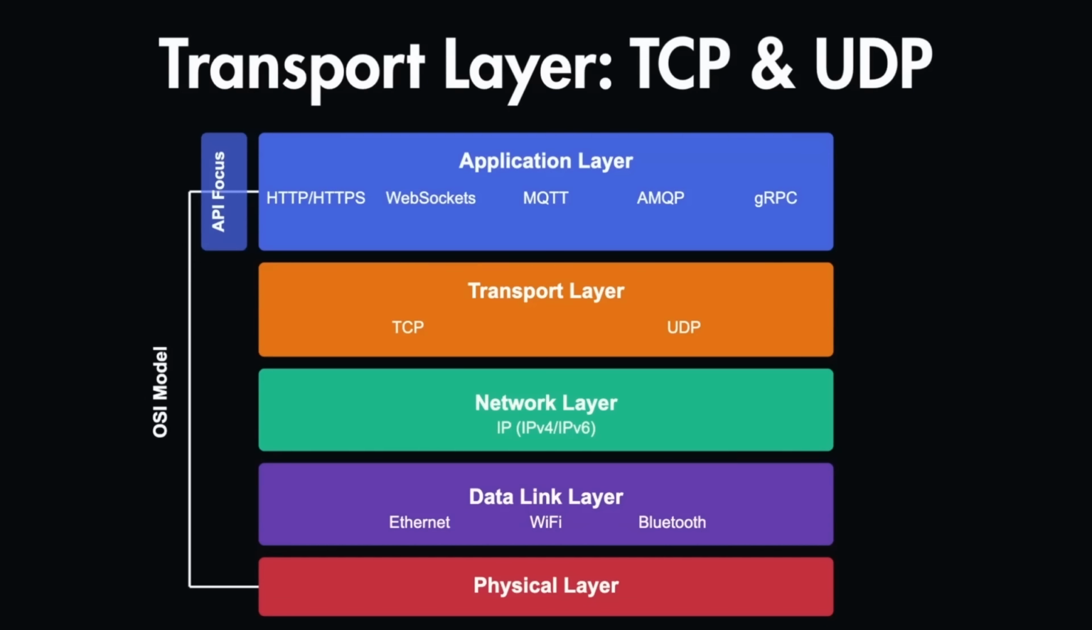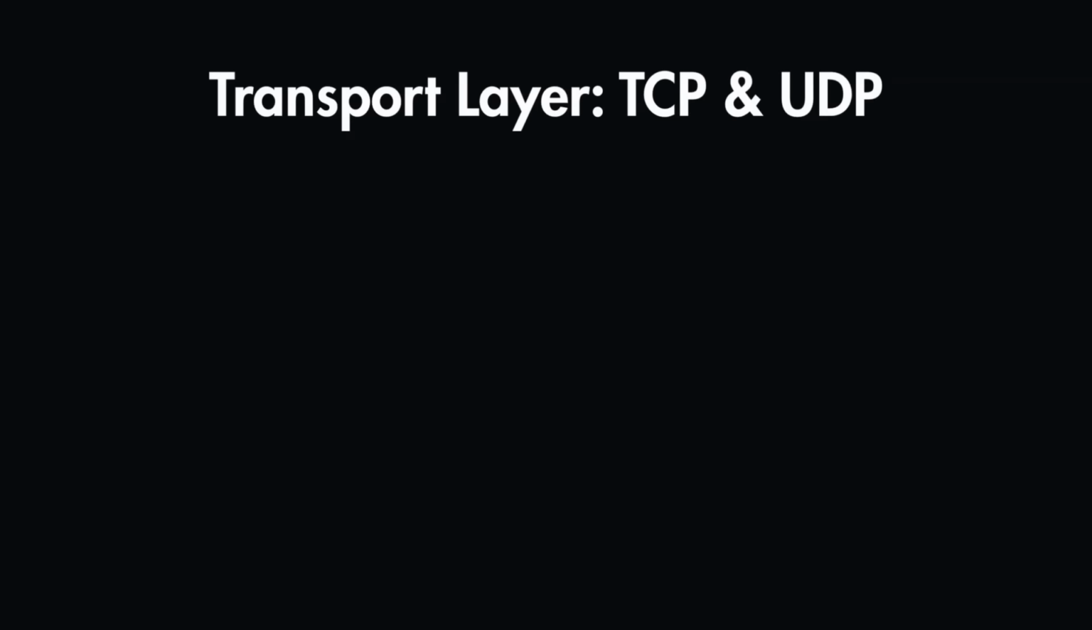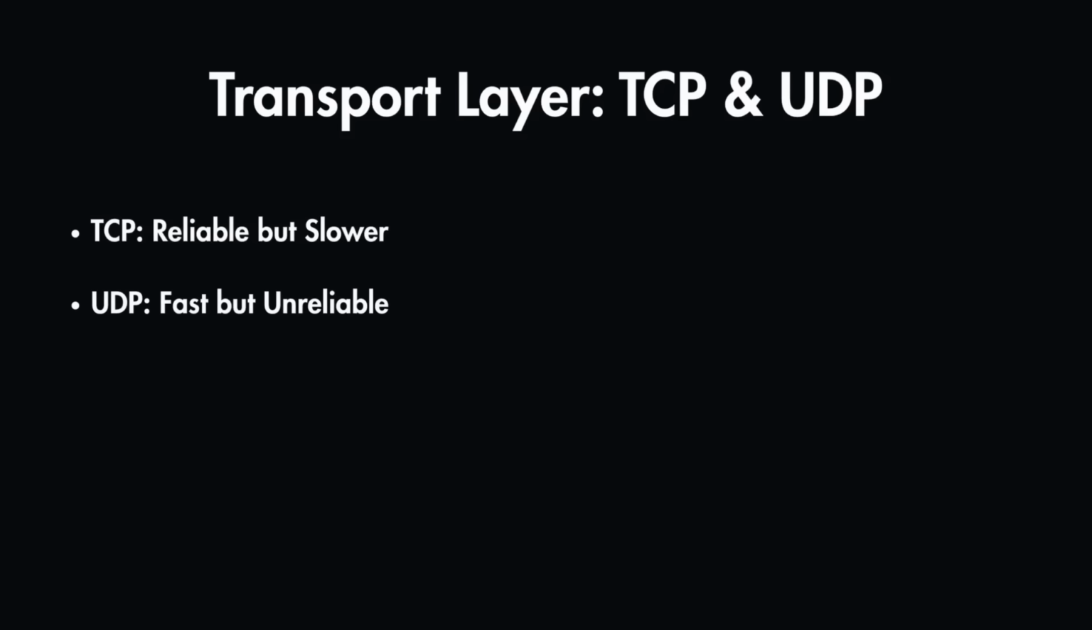In this lesson, we'll learn about these transport layer protocols. We'll start with TCP, which is the reliable but slower one. Then we'll learn about UDP, which is in short the faster and unreliable version of TCP. And we'll compare both of them and decide which one we need to choose based on the API requirements.